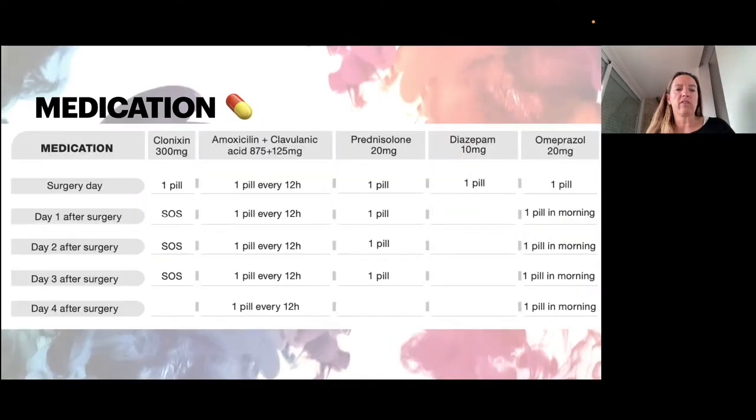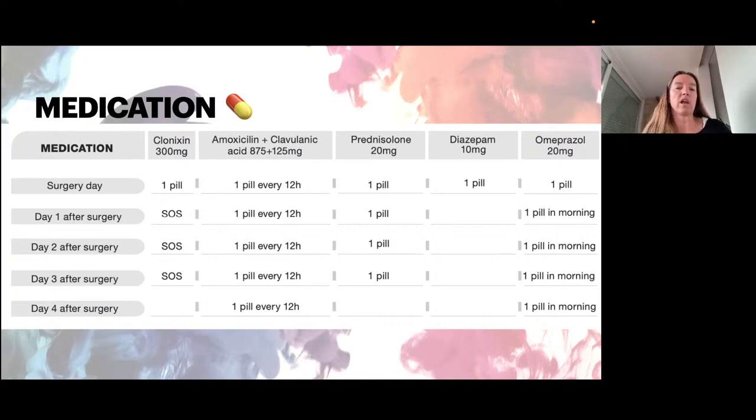Basically, what we give is, in simple cases, 1, 2, 3 implants, so single partial cases, I give on the surgery day amoxicillin with clavulanic acid every 12 hours, so twice a day. Prednisolone, 1 pill of 20 milligrams in the day of the surgery and the next 3 days. In the day of the surgery, I give a diazepam before the surgery, 1 pill, so that the muscles are more relaxed, which is the Valium, and also a gastric protector, 1 pill before the surgery.